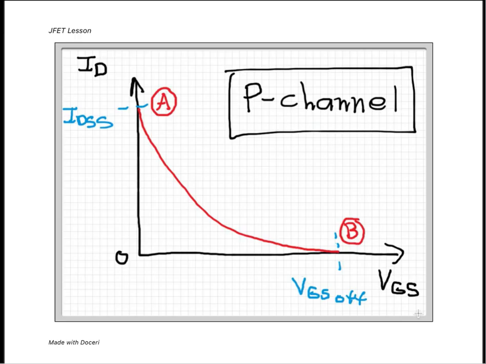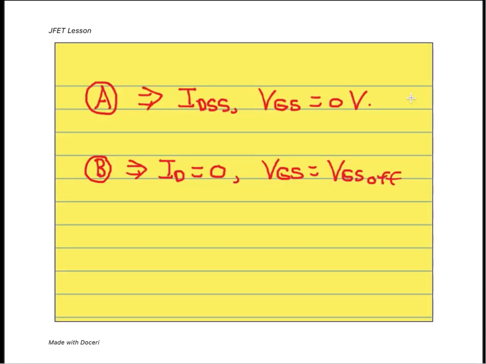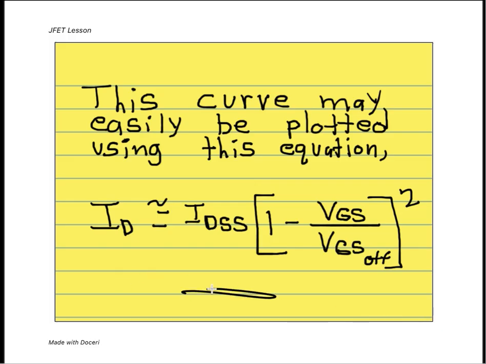For the P channel, just flip the curve the other way because the gate to source voltages are positive, but it operates the same way. Points A and B are the saturation and cutoff points respectively. Again, this is the equation, so that's from the data sheet.